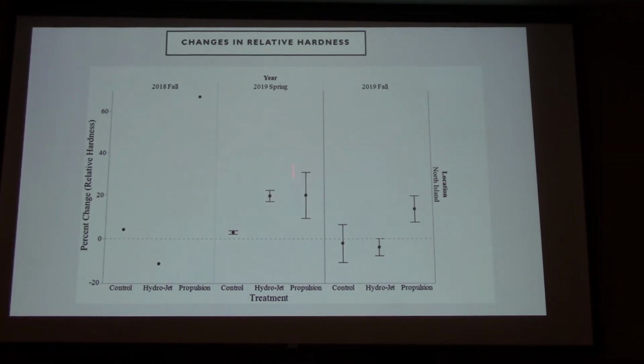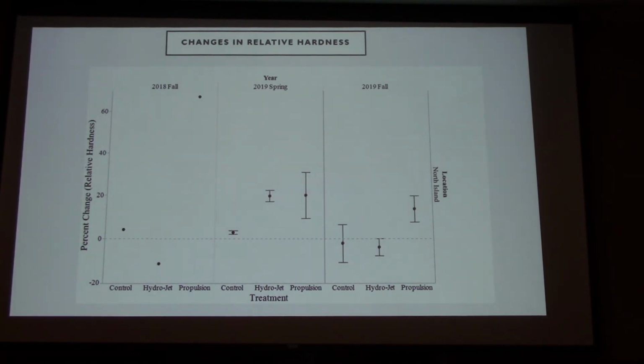In the next year, similar trends, the propulsion device again increases relative hardness. And this time the hydrojet does too. Not really sure what the difference was between these two years, but maybe it had something to do with the water pressure. This is also only increased replication, so this is a mean with one standard error around it.